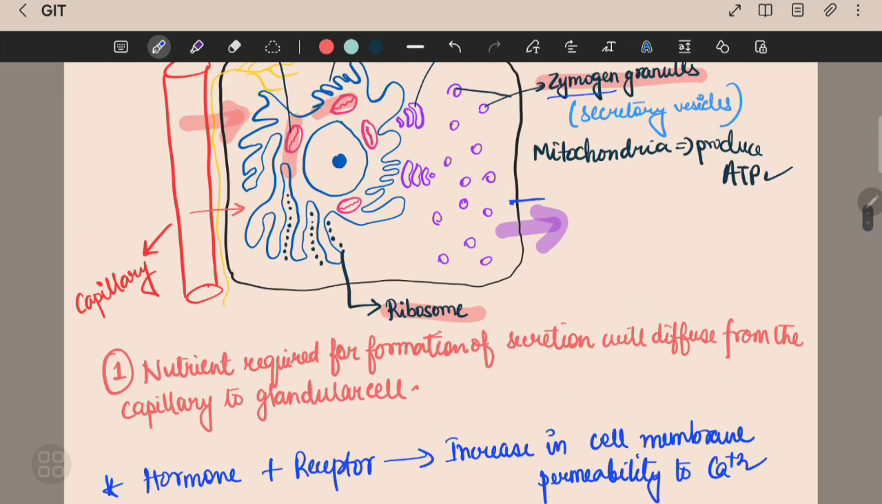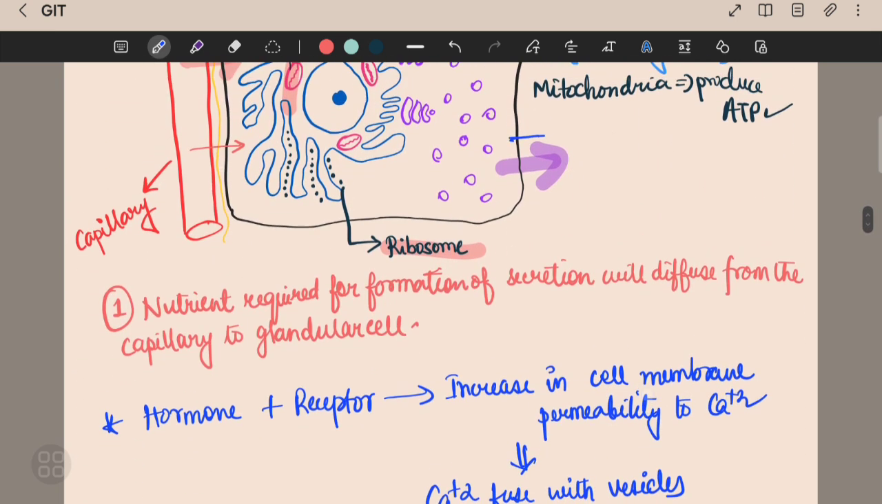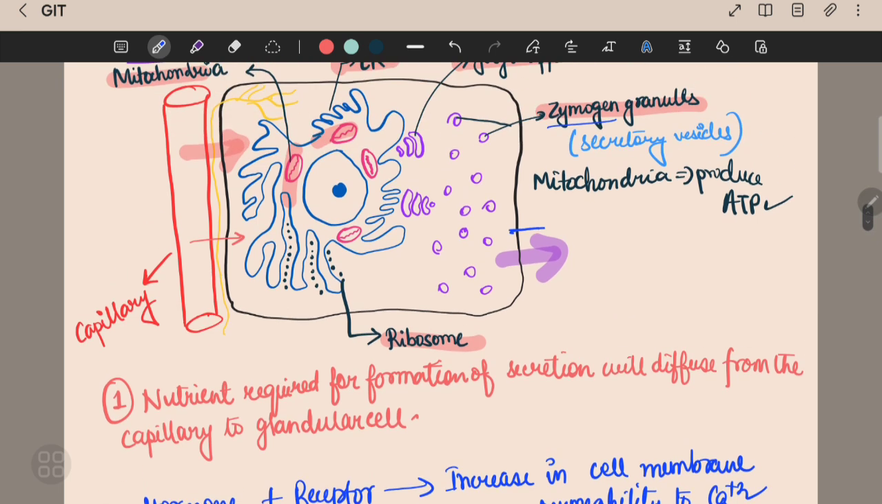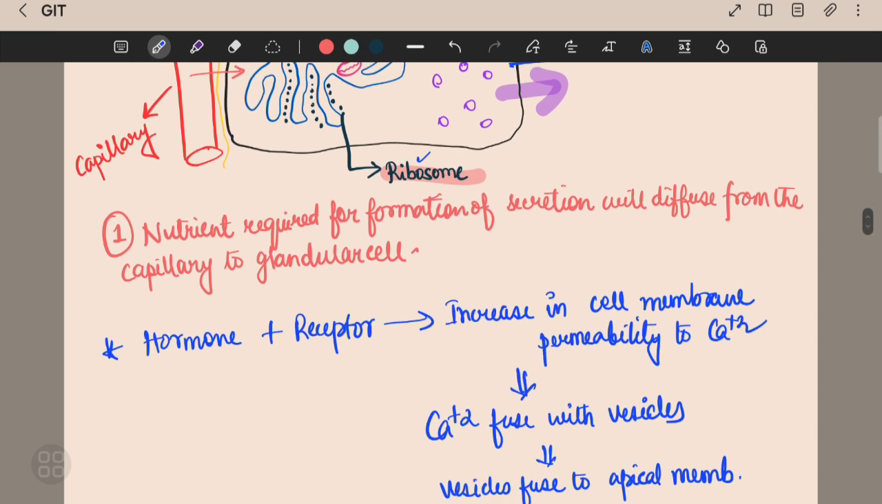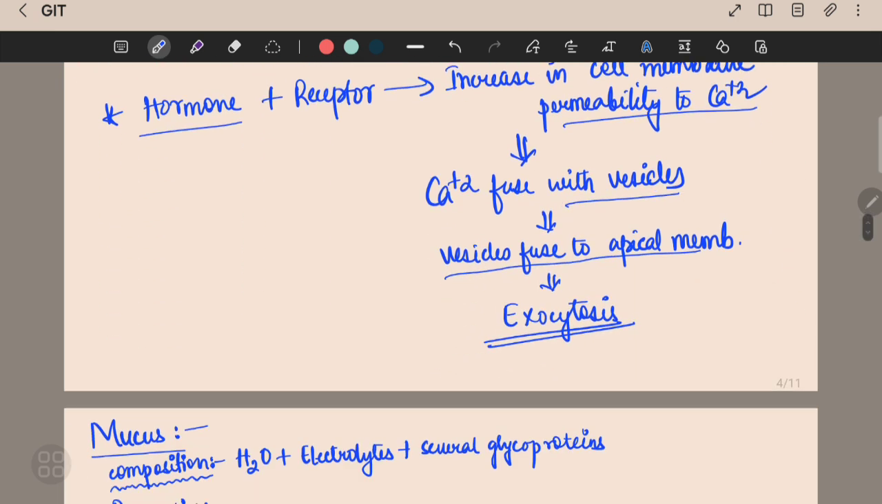This is just for your idea that whenever there is glandular secretion, it is happening in this way. Nutrients are first diffused from the capillary side into the cell, and then the mitochondria will produce energy. Then transcription and translation will happen in the nucleus, and from there the products will go to the ribosomes. There will be production of proteins, and attached with them is the Golgi complex, where there will be further packaging and modification, and then they will be stored in the zymogen granules. From there the hormonal control signal will come and cause increased permeability to calcium. Calcium will fuse with the vesicles, vesicles will then fuse with the apical membrane, and ultimately there will be exocytosis. So this should be very clear.